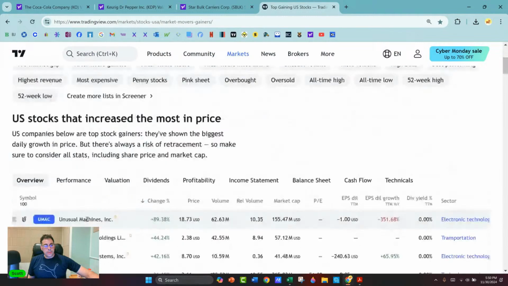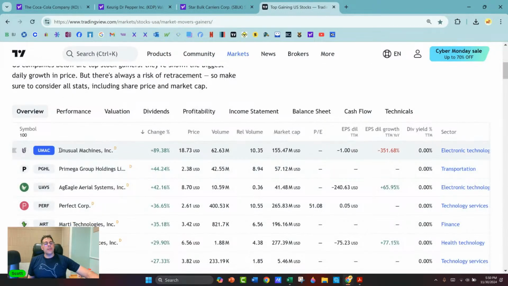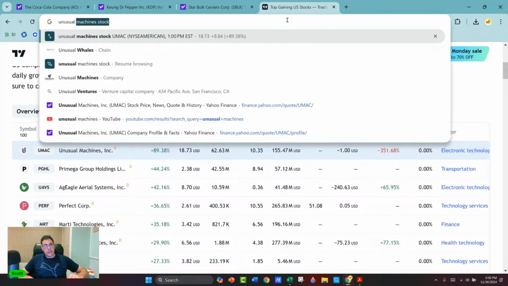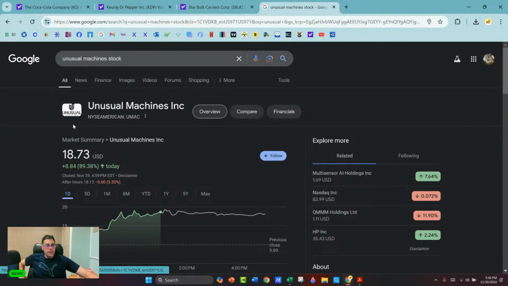So the one stock. Oh, did you see the stock? Unusual Machines went up 89% on Friday alone because they put Donald Trump Jr. on the board of directors. That's why. Isn't that interesting? It went 89% on Friday. It opened Friday at like $10 and closed about 19.